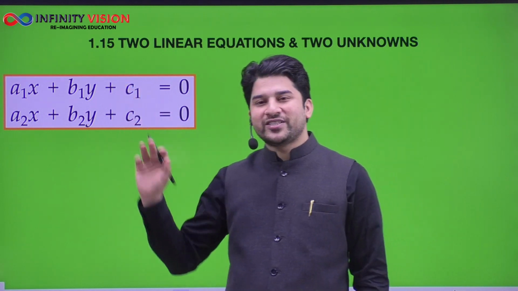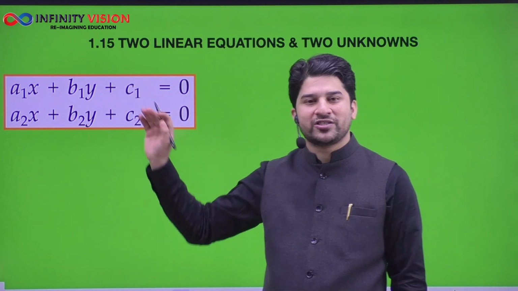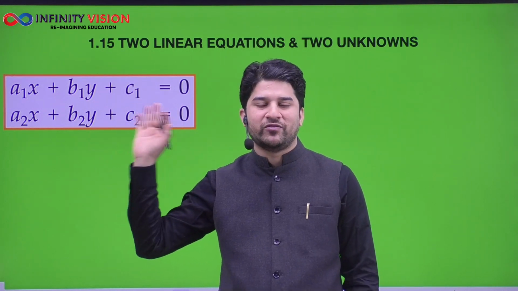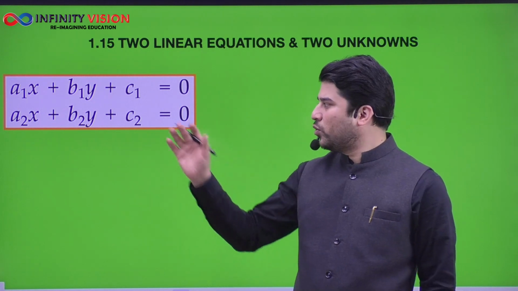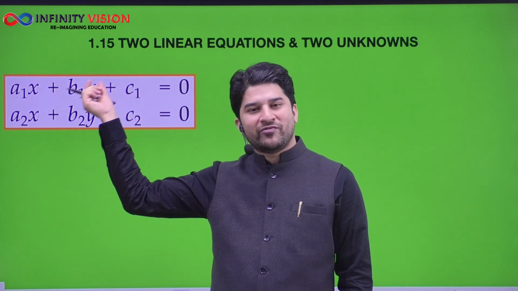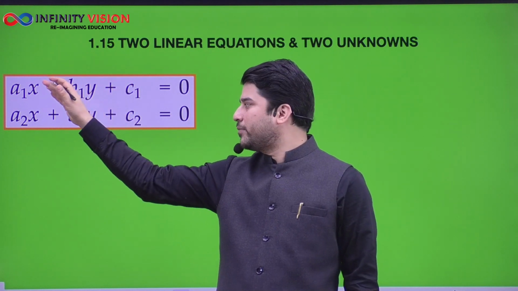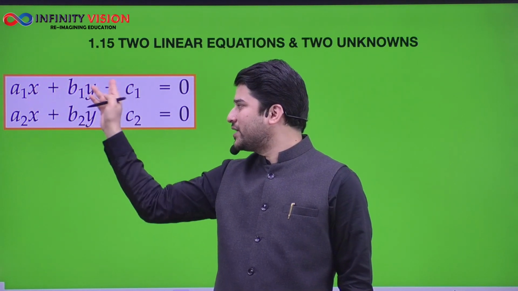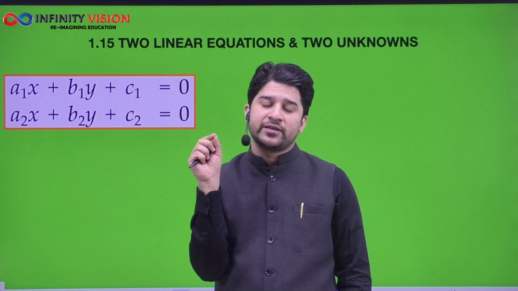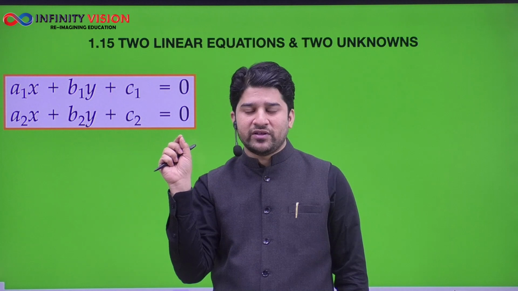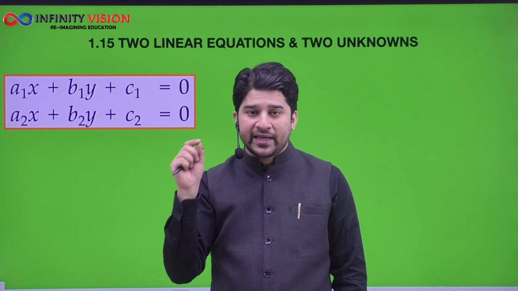So let's say first I'm going to solve these two equations by method of substitution. The equations are a1x plus b1y plus c1 equals 0 and a2x plus b2y plus c2 equals 0. I'm going to write my y in terms of x from the first equation, which I can do by transporting a1x and c1 to the right side, which will make the equation b1y equals minus a1x minus c1, so y is equal to minus a1x minus c1 upon b1.